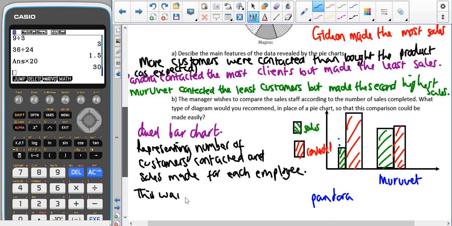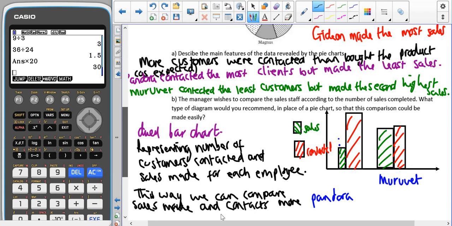This way we can compare sales made and contacts more easily.